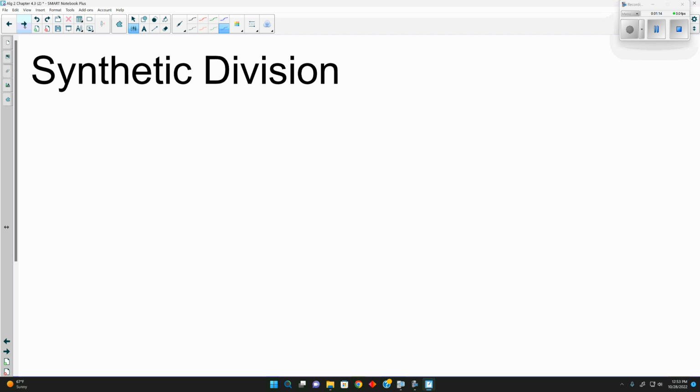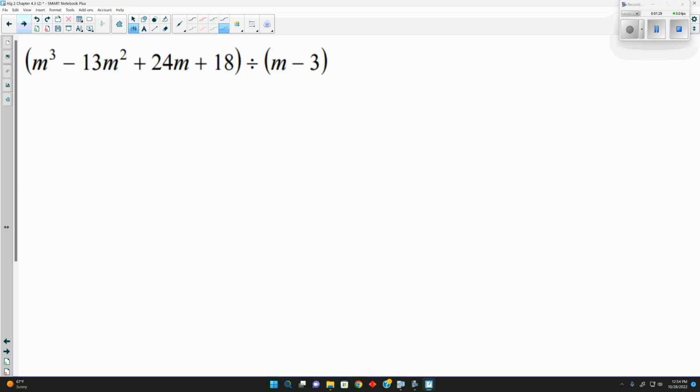Now, what we're looking at today is synthetic division. For the most part, there's been a few who like long division better, but synthetic division is another way to divide polynomials. I was going to write all the steps out, but I feel like it's going to be easier if we just work through it than to put all the steps up there.